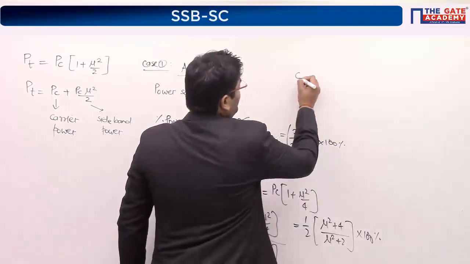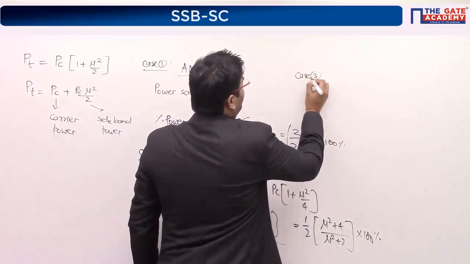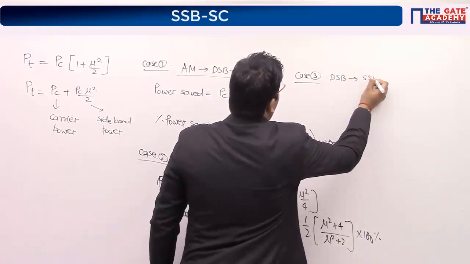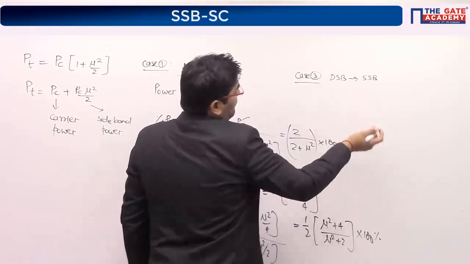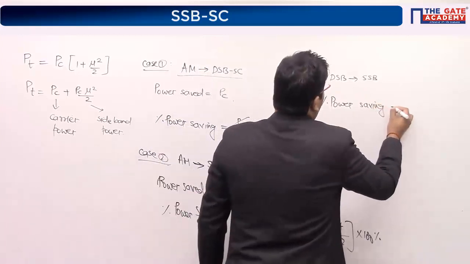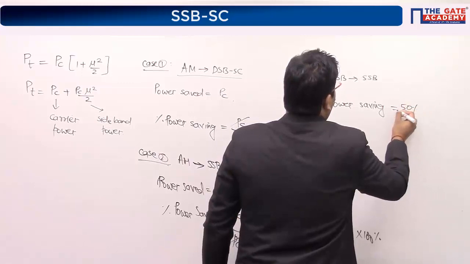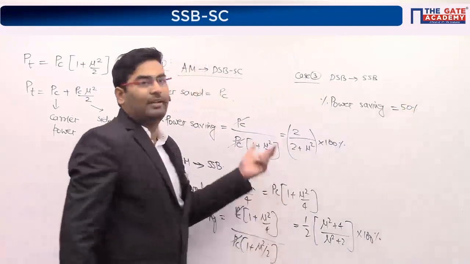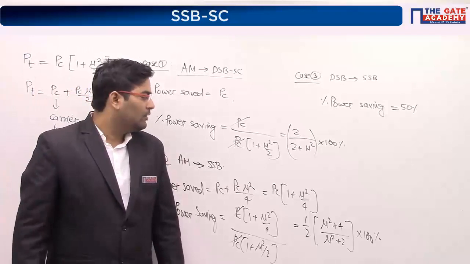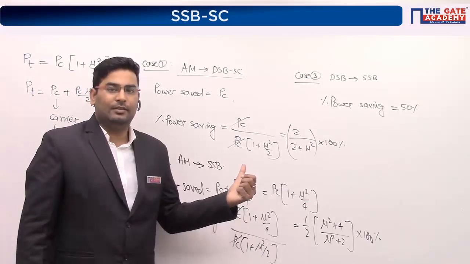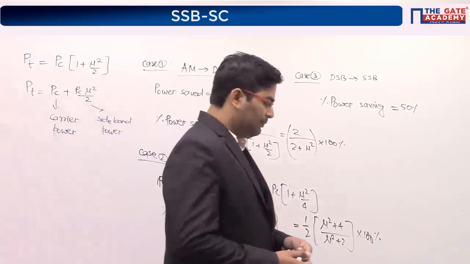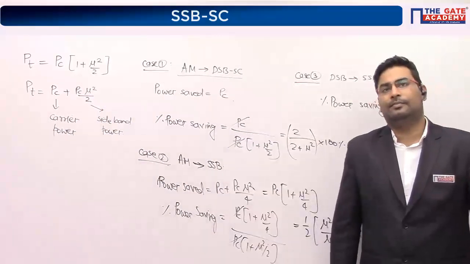Case 3, if we replace DSB with SSB. Here, what should we say? It is always 50 percent. It doesn't depend on mu and all. Just write 50 percent. So guys, are we good on this discussion? Everybody understood the whole funda? Yes or no? Clear guys?